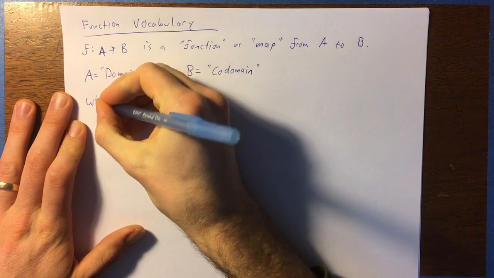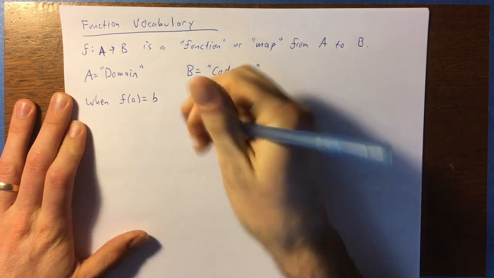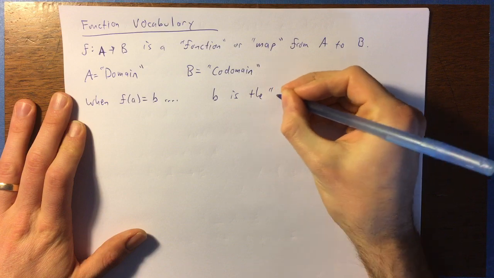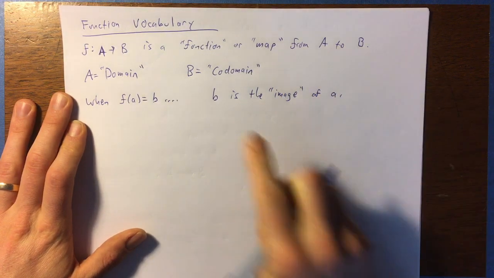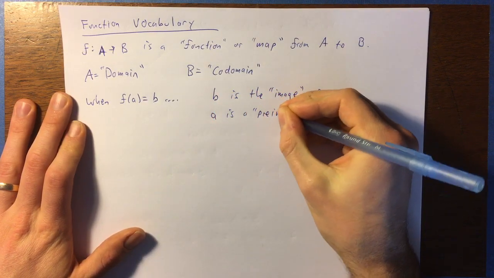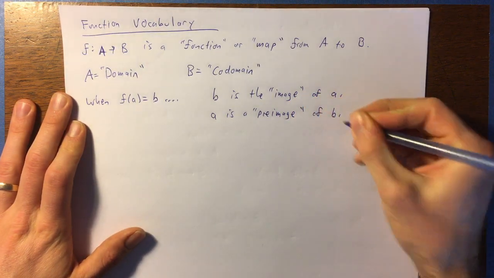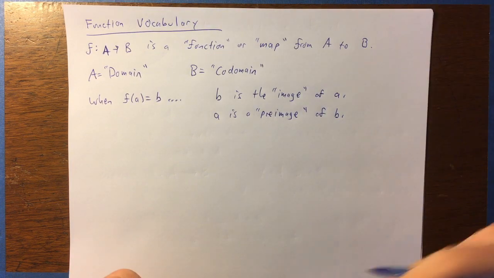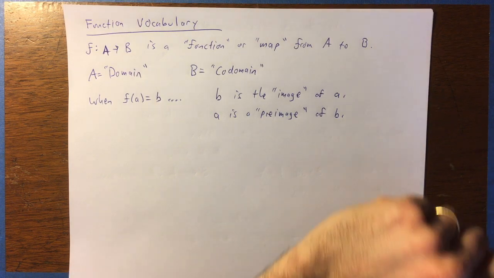Now when you say f of a equals b, a is the input, b is the output, but we can also say b is what's called the image of a. So b is the image of a, and a is what's called a pre-image of b. The image of something from the domain is what it gets mapped to. It's the output that you get from that thing. We call it the image.